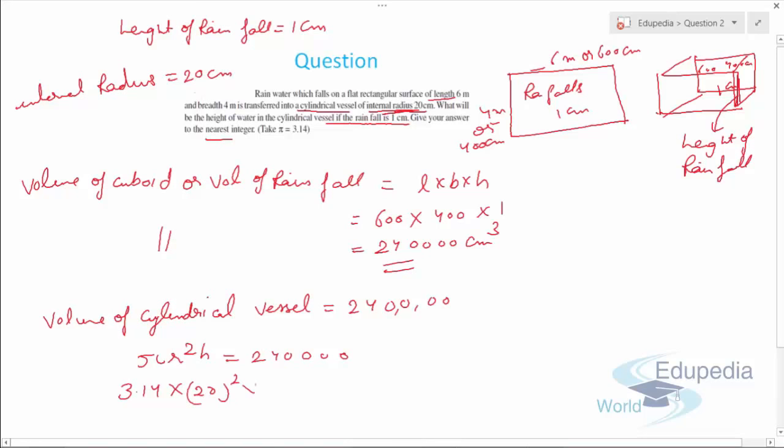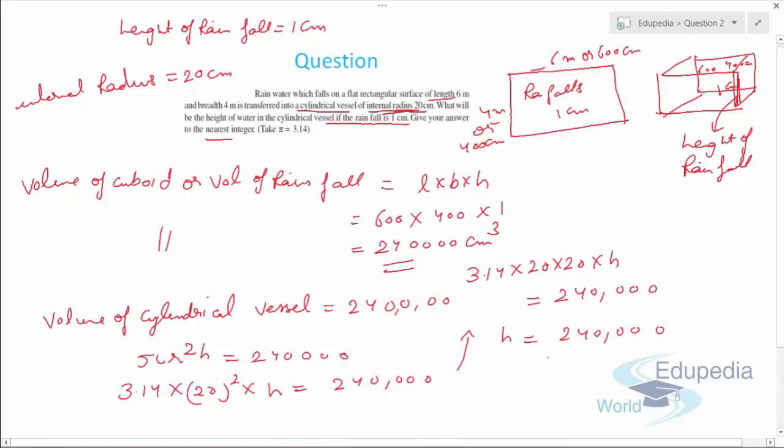So this will be 20 square times height. We need to find the height. So we can write 3.14 times 20 times 20 times h is equal to 240,000. So height becomes 240,000 upon 20 times 20 times 3.14. So this and this get cancelled, and this gets cancelled. So height becomes 600 divided by 3.14.